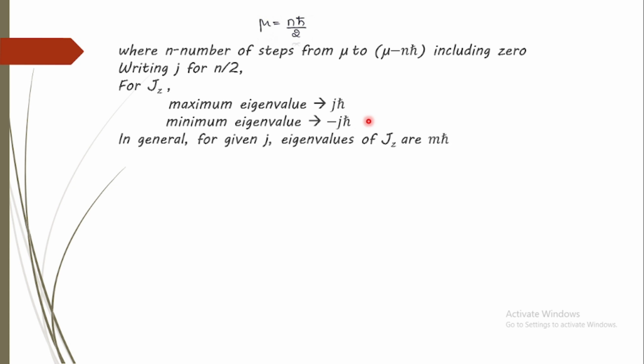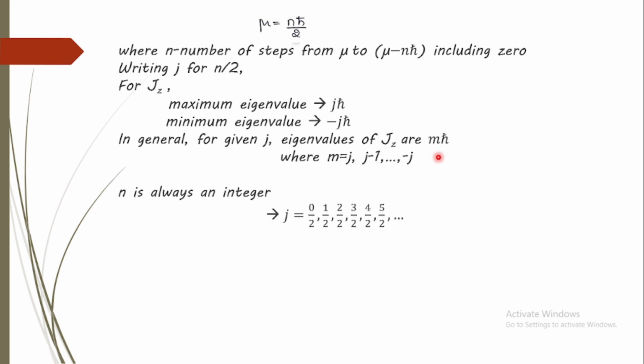And thus in general, for a given value of j, we can say that the eigenvalues of jz are m h cross, where m takes the values j, j minus 1, j minus 2, so on up to minus j. It is similar to the magnetic quantum number m, which takes the value from minus L to plus L. In the same manner, here we have m equals plus j to minus j. So minimum to maximum.